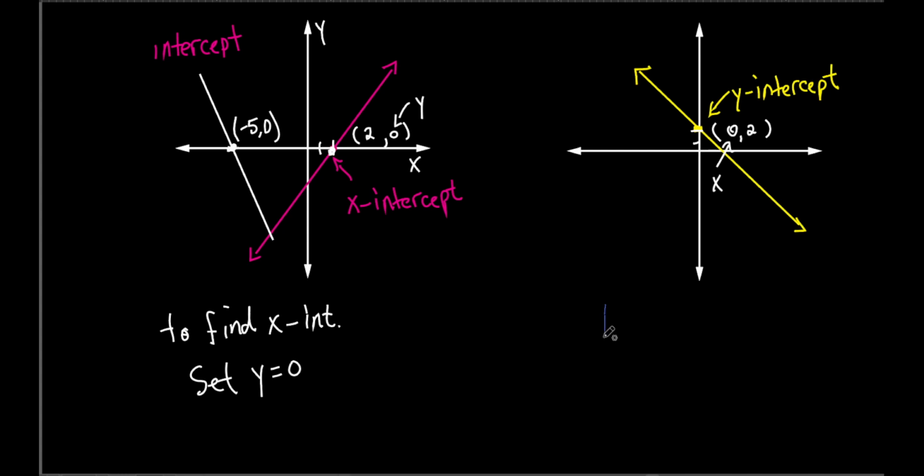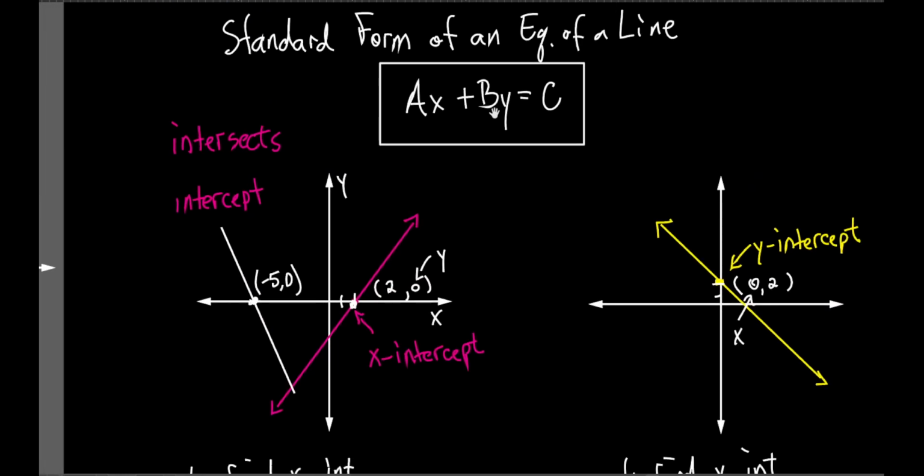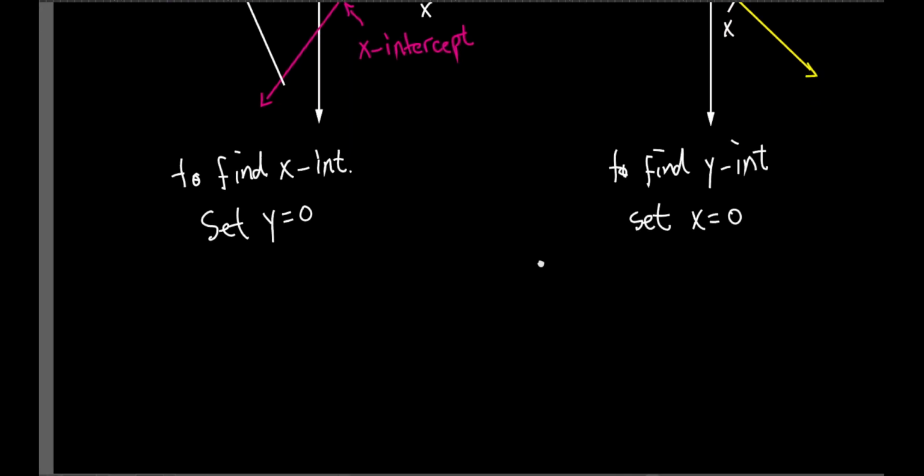So what if we wanted to find the y-intercept? Very good. Makes sense, doesn't it? We set x equal to 0. So you set the opposite one to 0. Can you remember that? All right, so if I want to find the x-intercept, what do I do? Set the y equal to 0. If I want to find the y-intercept, I set x equal to 0. That's where that formula comes in here. See that ax plus by equals c? That's where it comes into play.